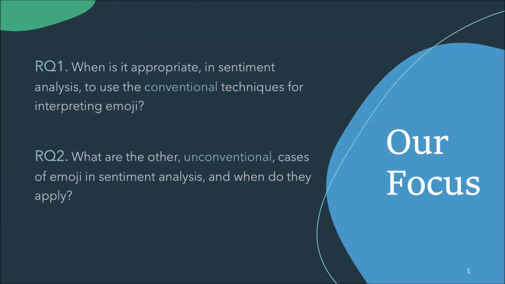In this work, we seek to investigate the interpretation of the sentiment expressed in informal Arabic text with emoji. This is done by trying to answer from a broad perspective the following questions. First, when is it appropriate in sentiment analysis to use the conventional techniques for interpreting emoji? In other words, when are emoji true sentiment indicators within the text? Second, what are the other unconventional cases of emoji in sentiment analysis and when do they apply?